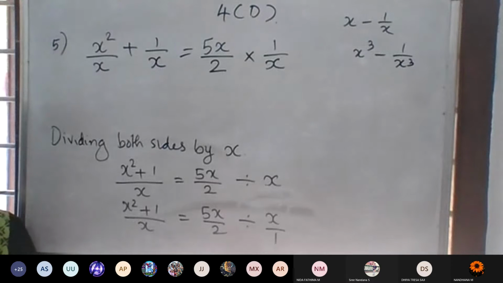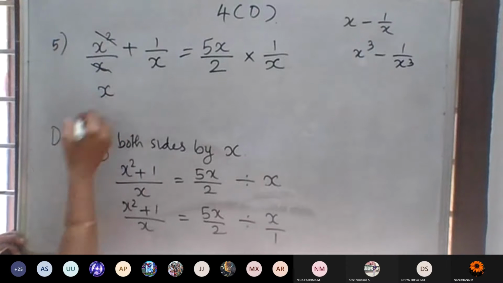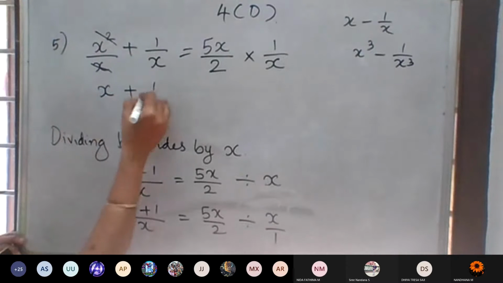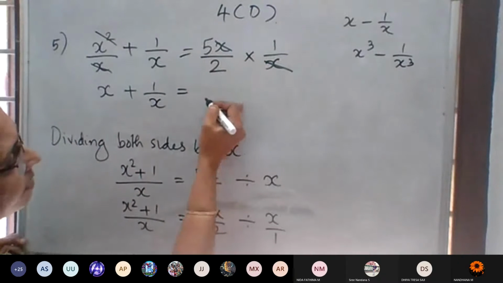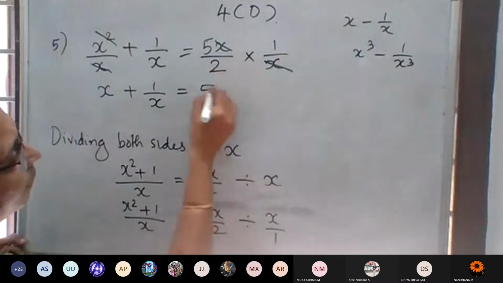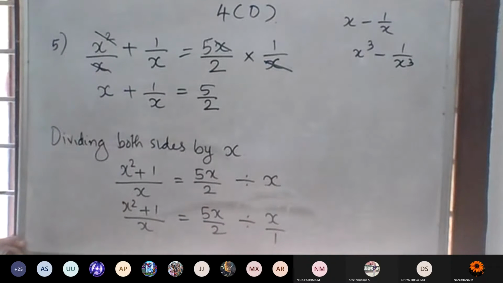Any doubt, please tell me. No doubt, ma'am. Okay. So x square, x cancel. So x only in the numerator plus 1 by x is equal to, here numerator denominator 1x will cancel. So remaining we will have only 5 by 2. So x plus 1 by x is equal to 5 by 2.